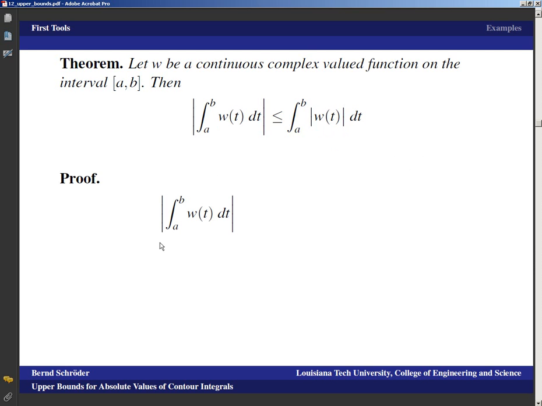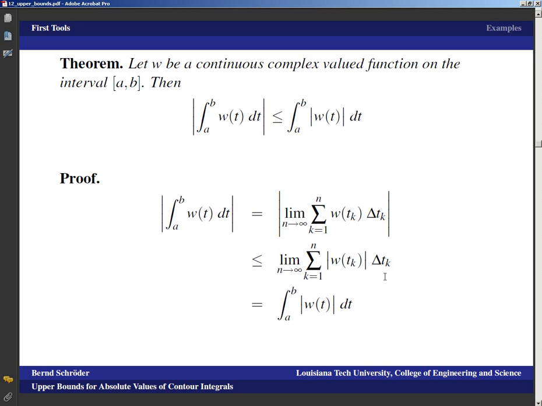That is because the integral from a to b of w(t) dt is the limit as n goes to infinity of a Riemann sum of w(t_k) times delta t_k, as we know these things to be defined from regular calculus. The fact that w now has a real and a complex part really doesn't add that much. It adds another coordinate, that's it. And that's less than or equal, by the regular triangular inequality, to the limit of the sum of the absolute values of w(t_k) times delta t_k. And of course, this part right here is a Riemann sum for the absolute value of w(t), so this is the integral from a to b of the absolute value of w(t) dt as we take the limit. And that's already it.